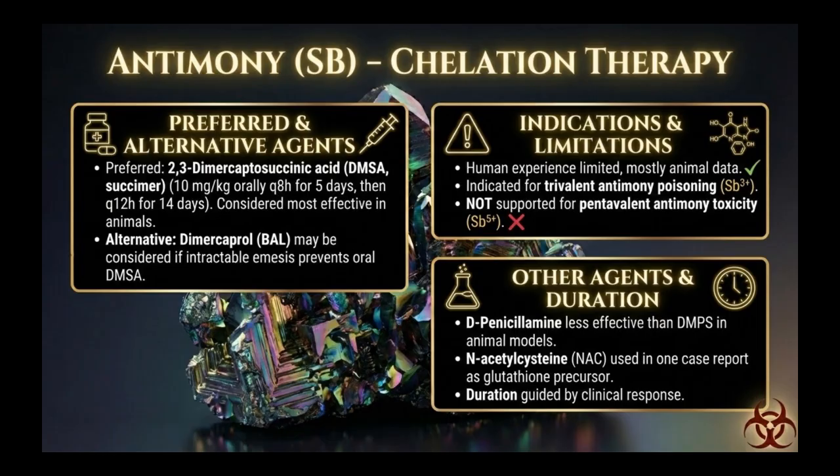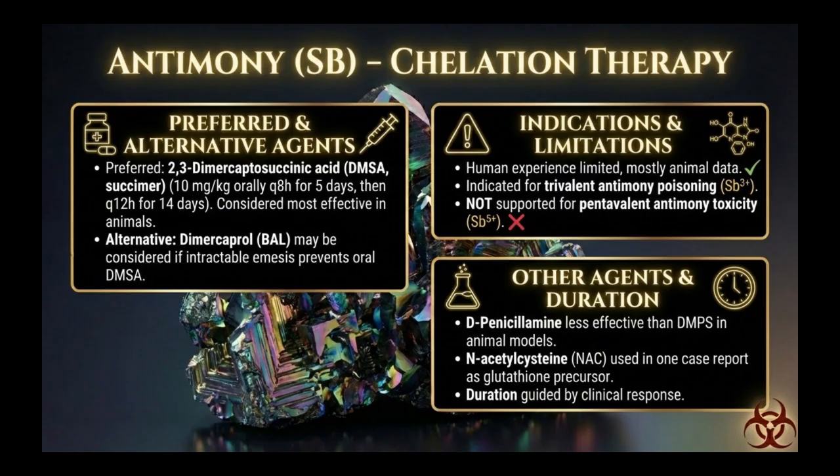Derivatives of dimercaprol, such as 2,3-dimercaptosuccinic acid, commonly known as succimer, and 2,3-dimercaptopropane-1-sulfonate have demonstrated efficacy in animal models by decreasing mortality in mice given antimony tartrate. Among these, succimer is considered the most effective chelating agent studied in animals. D-penicillamine has been found to be less effective than the other agents in animal models.